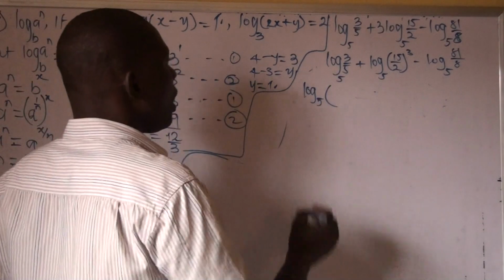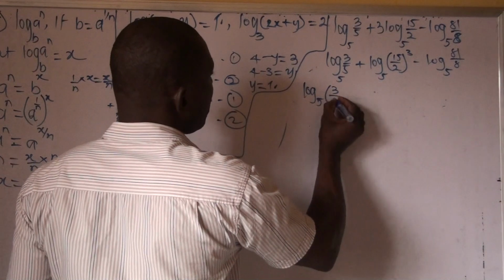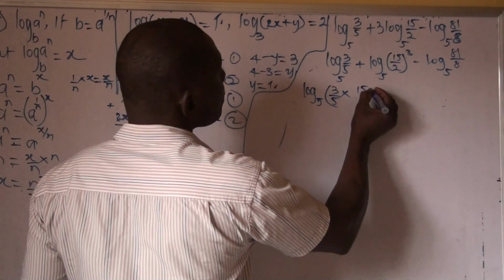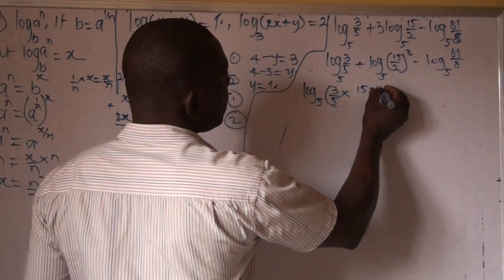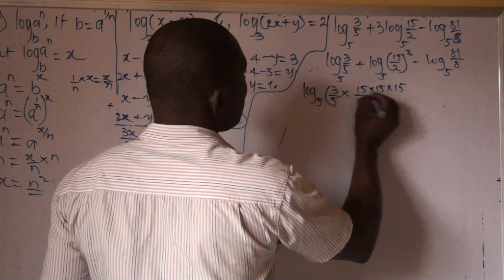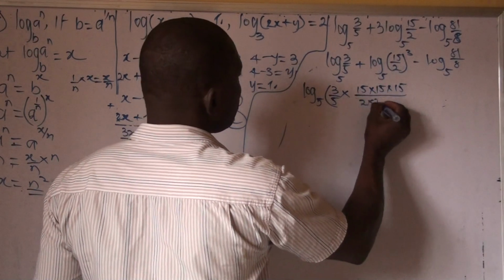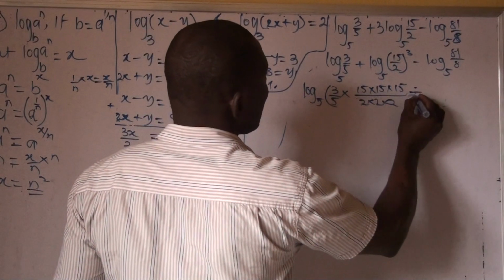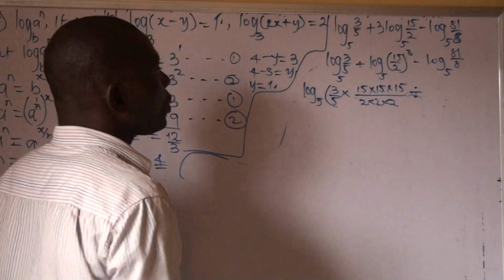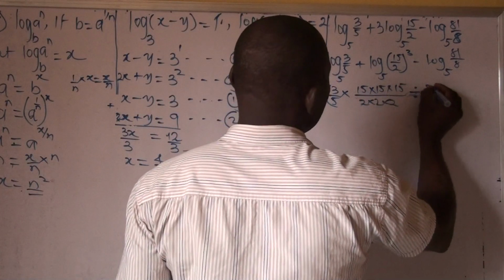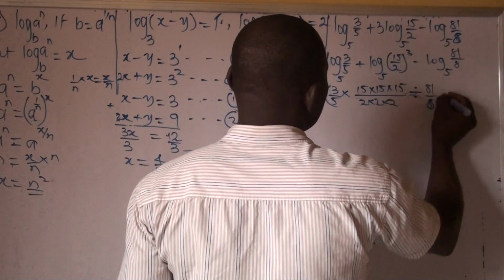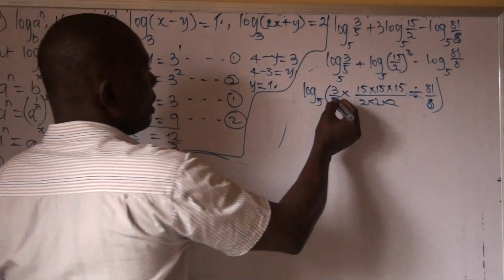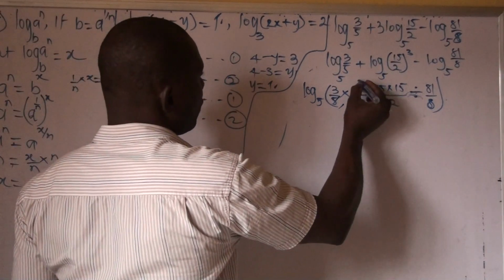When we see addition, we say it's multiplication: 3 over 5. This sign here we change to multiplication. This becomes 15 raised by 3, which is 15 times 15 times 15. These 2 here, 2 times 2 times 2. This is the subtraction sign, which becomes division. So here this becomes 81 over 8. So we close our bracket. Now we can do our normal cancellation here. 5 here 1, 5 here will give us 3.